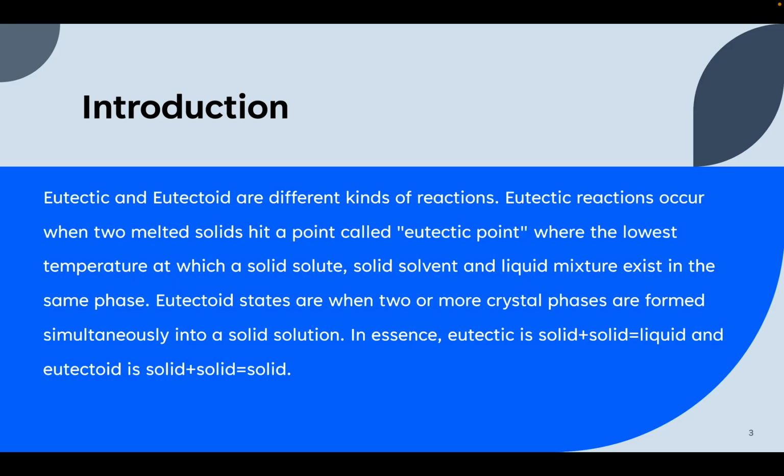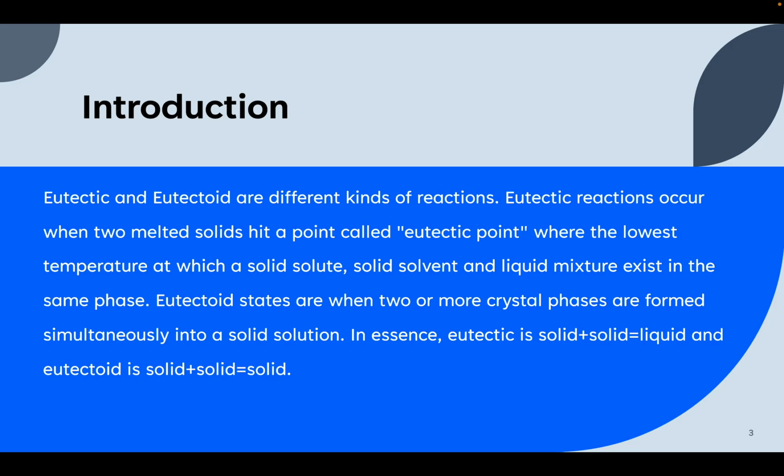So, introduction: a eutectic and eutectoid reaction. There are different types of reactions, as the names imply. Eutectic reactions occur when two melted solids hit a point called the eutectic point, the lowest temperature at which a solid solute, solid solvent, and liquid mixture exist in the same phase. Eutectoid states are when two or more crystal phases are formed simultaneously into a solid solution.